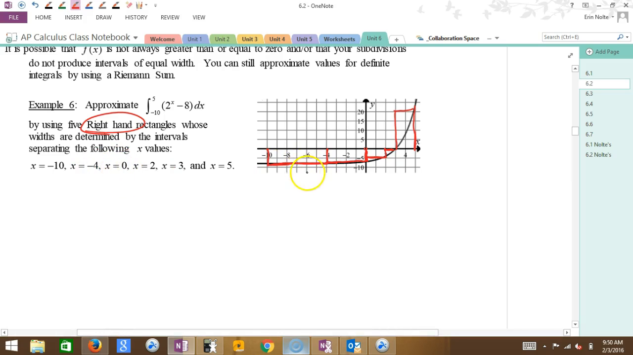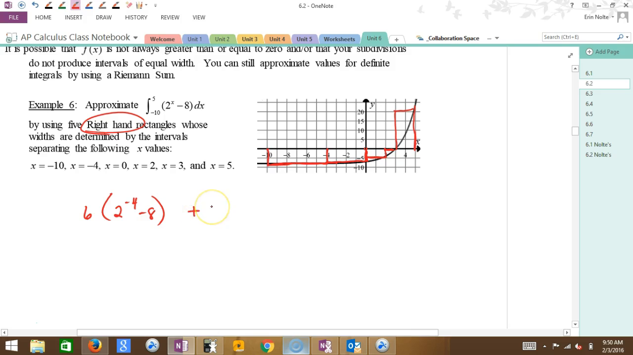Okay, so on the first rectangle, what's the width? The one between -10 and -4, 6. So it'd be 6. And then I have to use my height at -4. So I would plug -4 into my function for the height. Everybody follow that? So you use the right hand side. The right hand number, yep.